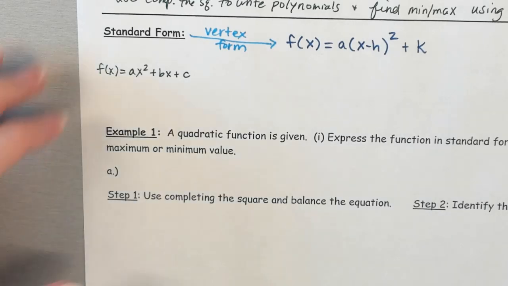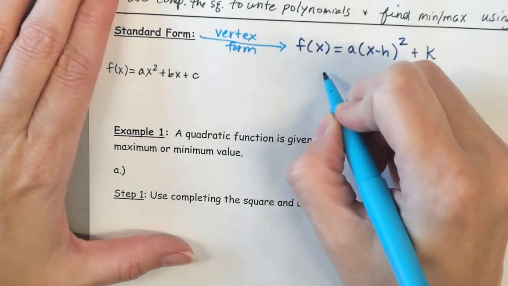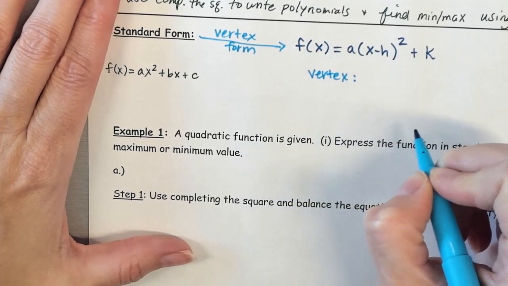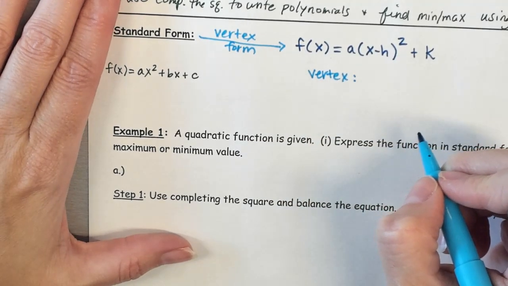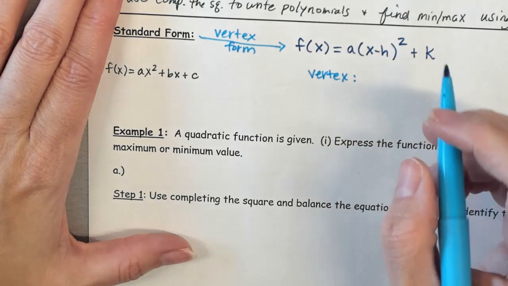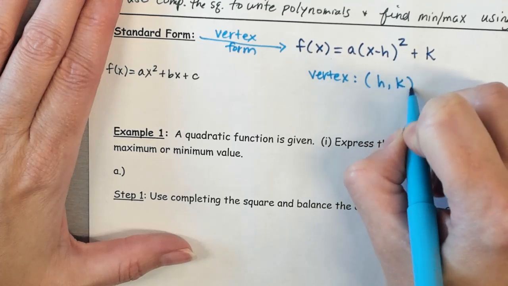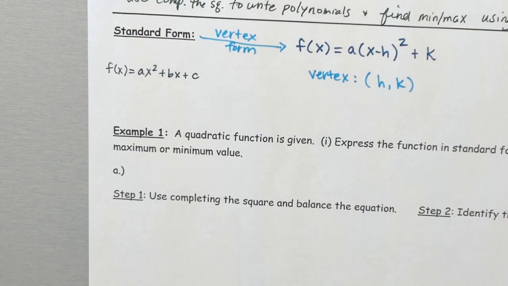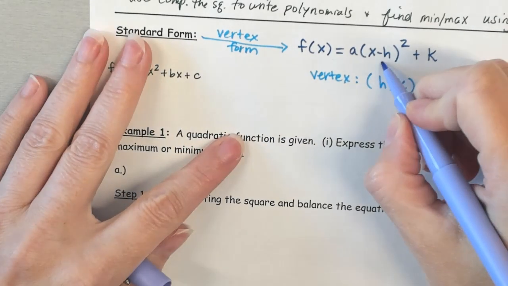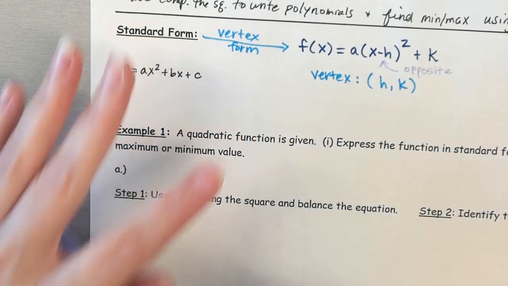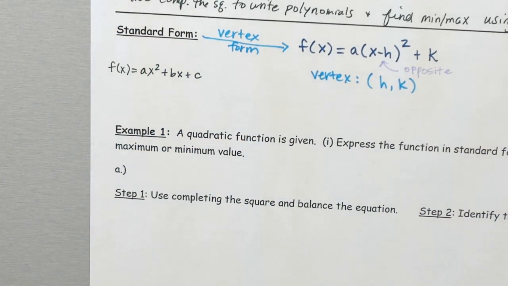And the reason why we like to call this vertex form is because you can pick out the vertex right away. Do you guys remember what your vertex is? Yep, so it's h, k. And it is the opposite because of that negative. So that negative there means that you do the opposite. The plus there, you're just going to have k. So it's also called your vertex form.